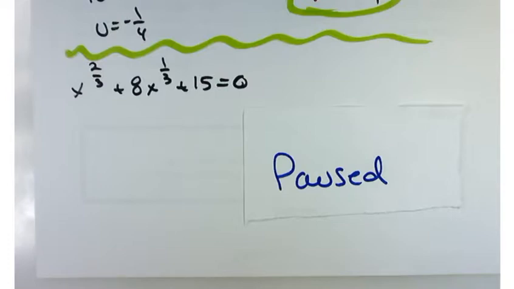There you go. U is x to the 1/3. And that's going to make it easier for you to solve, because the reciprocal of 1/3 is going to be nice and easy.